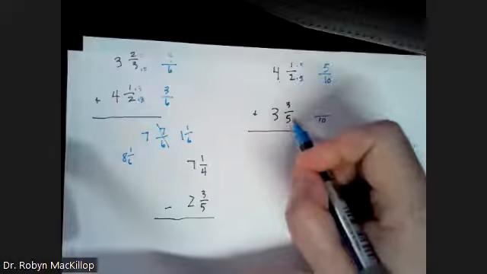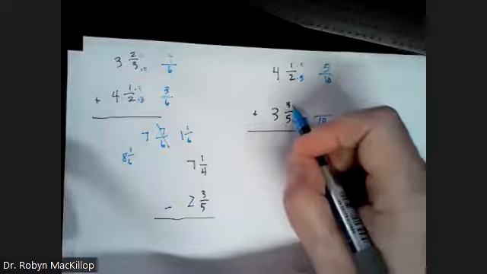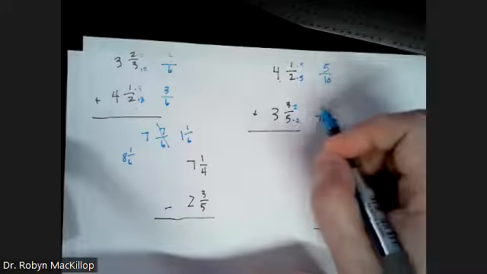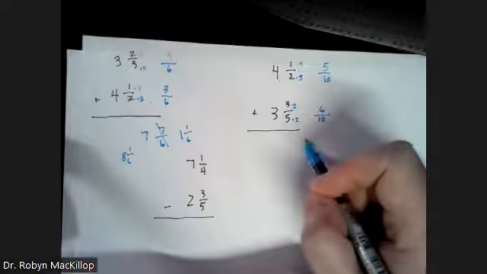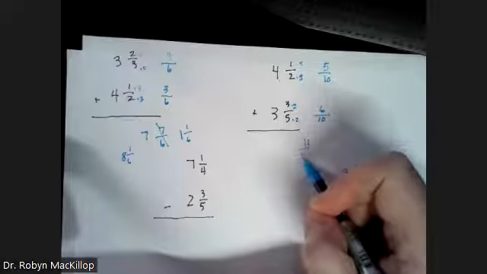And 2 goes into 10 5 times. So we're going to do the same thing on the top. 1 times 5 is 5. 5 goes into 10 twice. So 3 times 2 is 6. We're going to add those up. We've got 11 over 10.